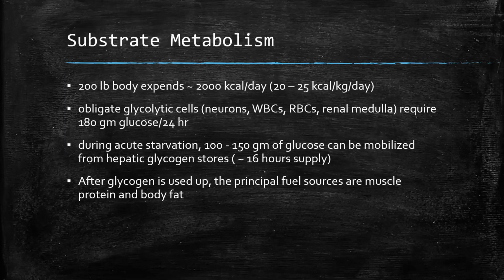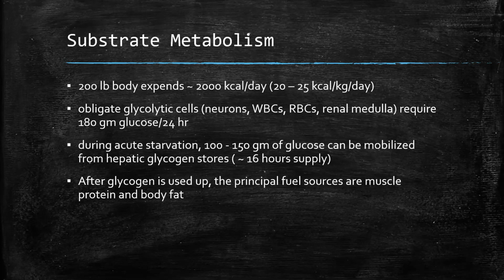First of all, we need about 2,000 calories a day. It's a pretty good ballpark number. It doesn't fit every case, of course, but in general, you're not going to be too far off if you estimate 2,000 kcals a day. Now, when you're injured or when you're fasting, our body needs glucose. Neurons and white cells are obligate glucose users. In fact, they need about 180 grams over 24 hours.